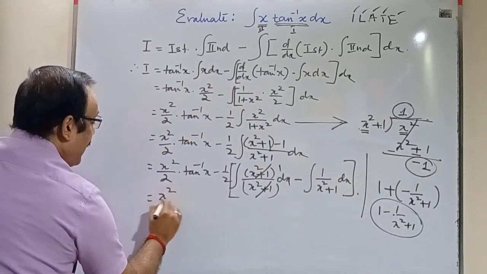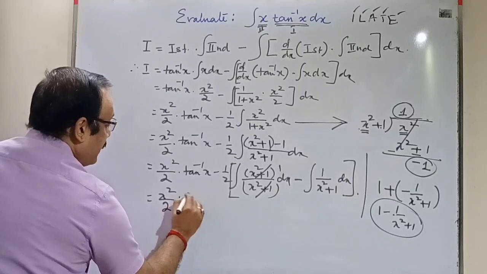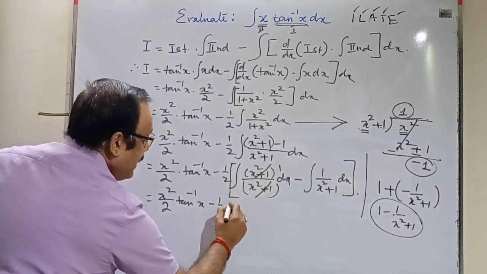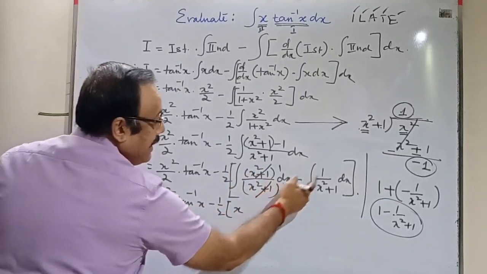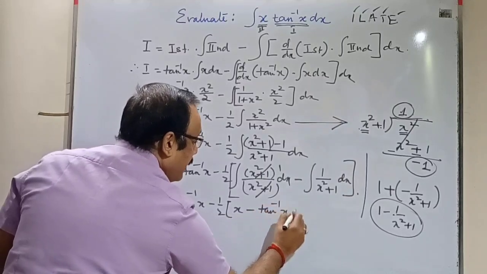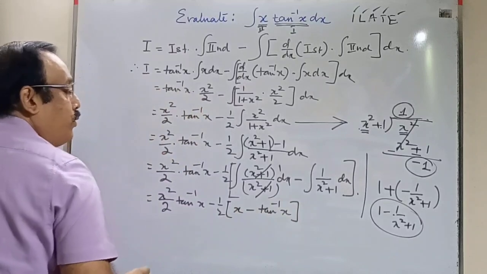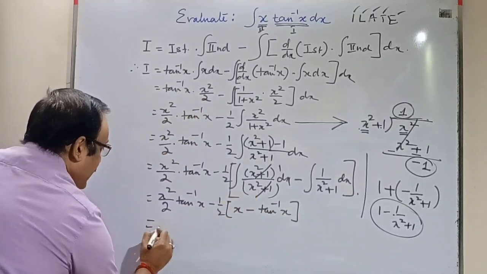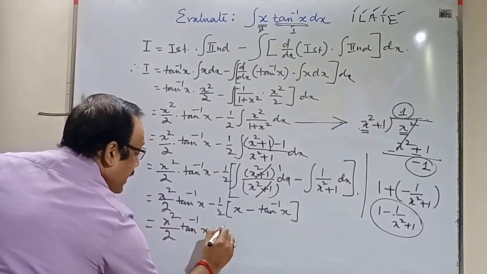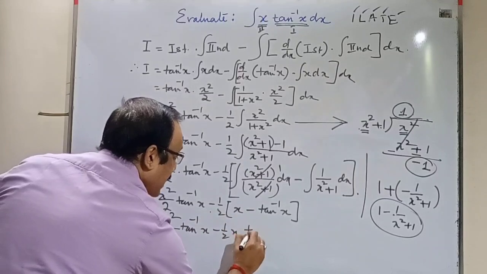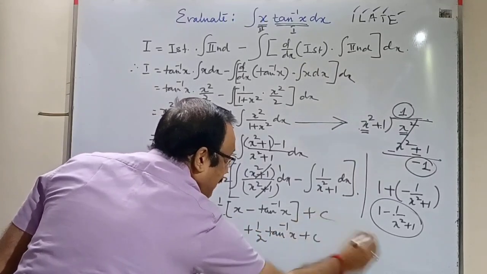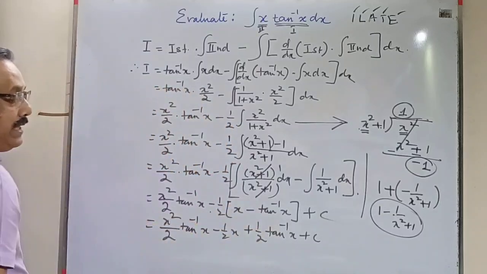Now, x square by 2 tan inverse x minus half. If I integrate 1 dx, integration of 1 dx gives me x, and integration of 1 by x square plus 1 dx gives me tan inverse x. You must know the formulas. If you know the formulas, these sums are not tough, I tell you. So x square by 2 tan inverse x minus half x plus half tan inverse x plus c. Mind it, c comes here because we have completed the integration part here.